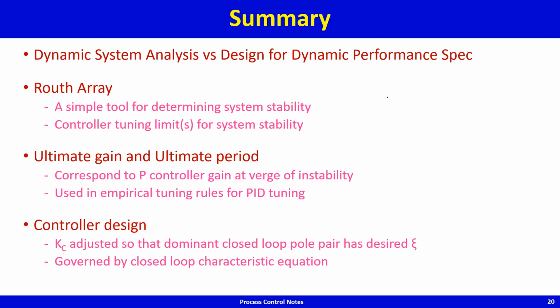In controller design, Kc is adjusted so that the dominant closed loop pole pair has the desired closed loop damping coefficient, and in controller design, whether you are calculating ultimate gain or ultimate period, or you are trying to force the dominant pole pair to have a particular closed loop damping coefficient, all of this is governed by complex algebra on the closed loop characteristic equation. So the closed loop characteristic equation has a central role in controller design. With this we come to the end of this lecture. The midsem will cover questions related to material covered till the end of this lecture.